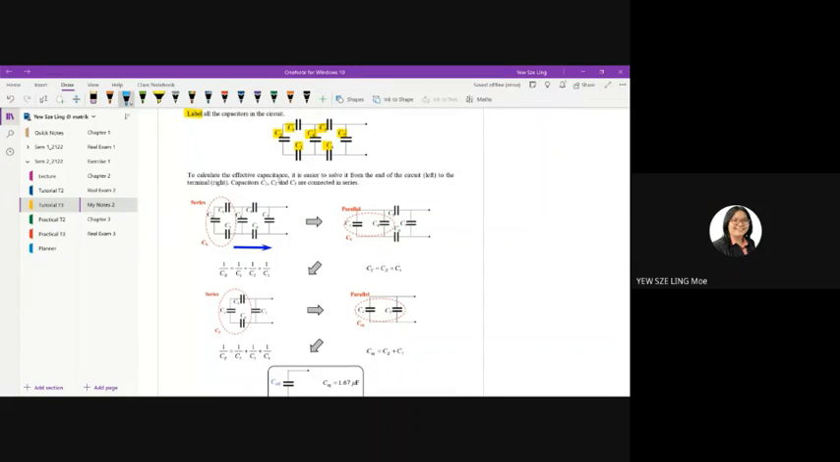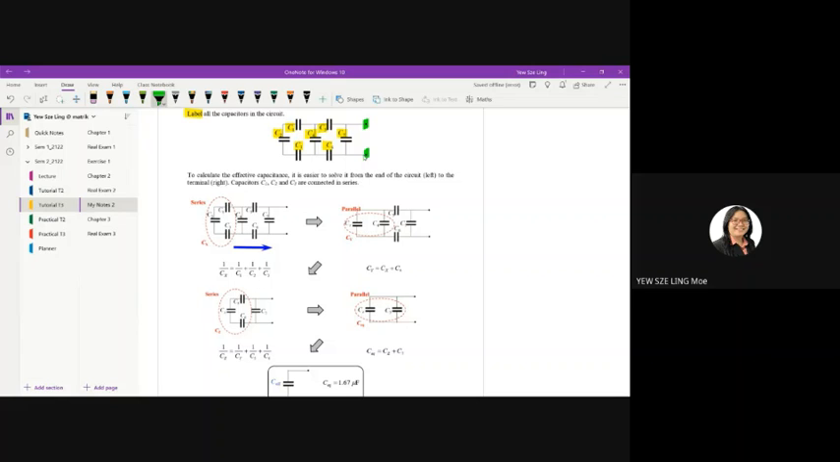Now let's see how to solve it. To calculate the effective capacitance, it is easier to solve it from the end of the circuit to the terminal. So first of all, you need to know where the terminal is. Terminal usually refers to the place where you connect it to the battery. If you cannot see any battery in the circuit, then you try to identify the dots. These two dots represent the terminal. So now you have a terminal on the right-hand side, according to the diagram given.